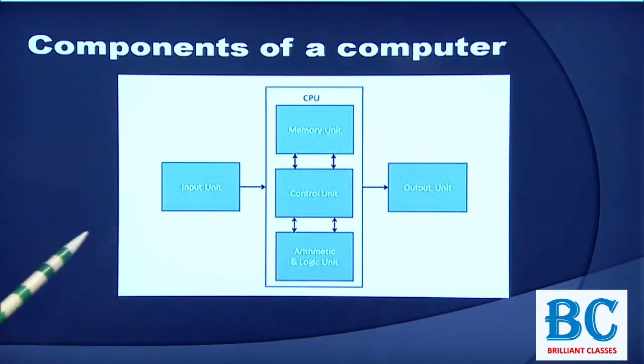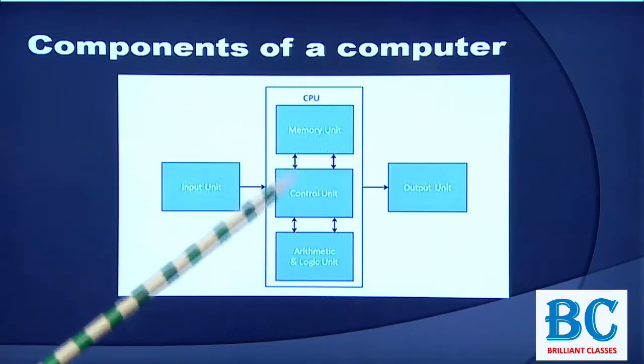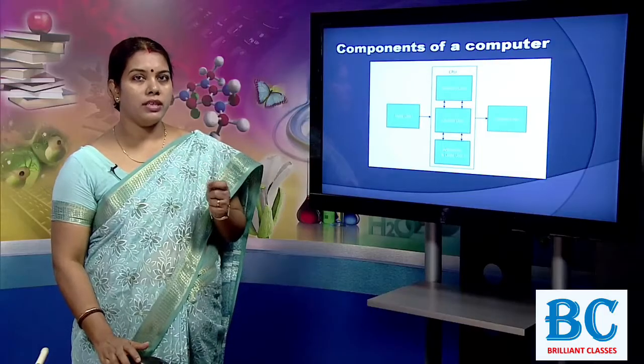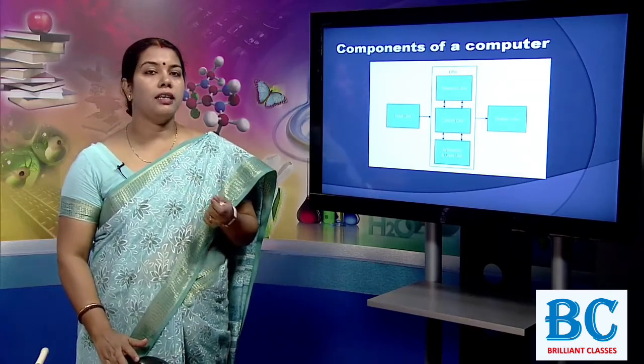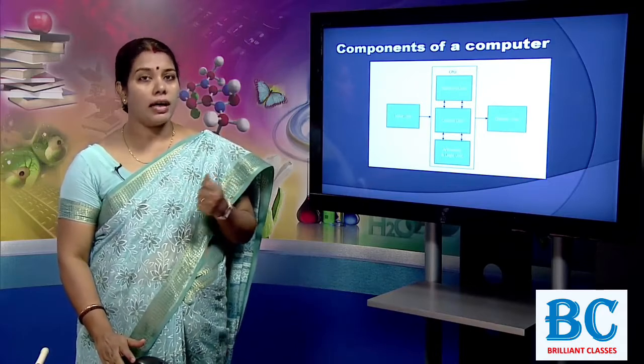So, here you can see there is an input unit, we have the CPU, CPU has got memory unit, control unit, arithmetic logic unit, and we have got an output unit. So, what does an input unit do? It is a unit which contains devices with the help of which we enter data into the computer. This unit makes link between user and the computer.